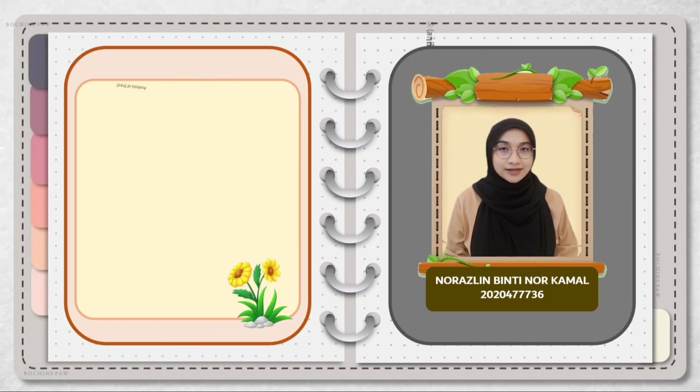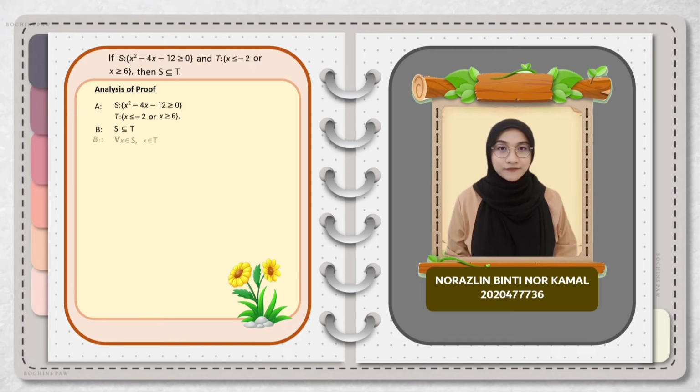Example 1. We need to identify what is A and B. A is hypothesis and B is conclusion. B1 define subset: for all x element of S, x is an element of T. A1 we have to use choose because of the word for all x.